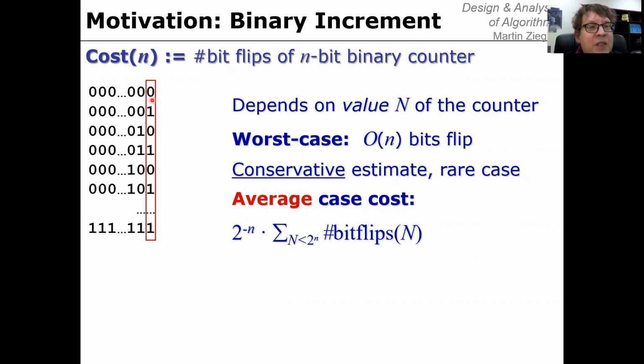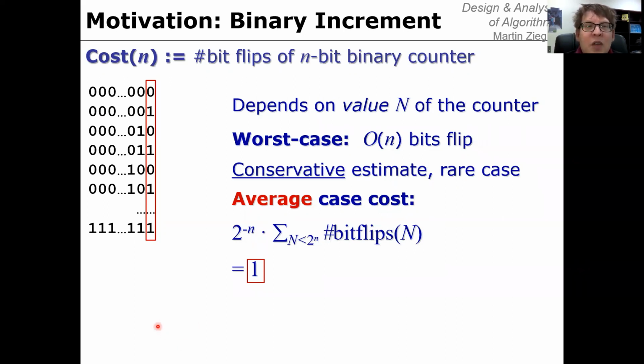Well, it flips every single time. Every single time it flips. So the average number of times that the least significant bit flips is 1, always. We've already taken into account this normalizing factor.